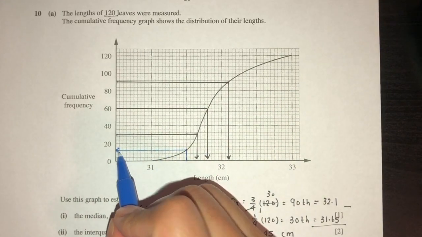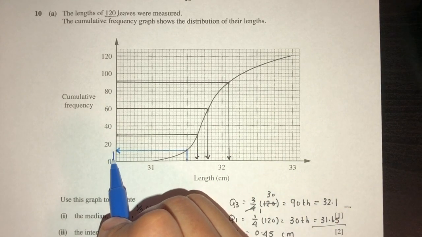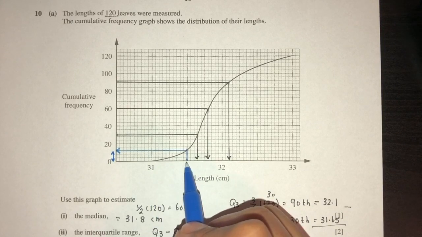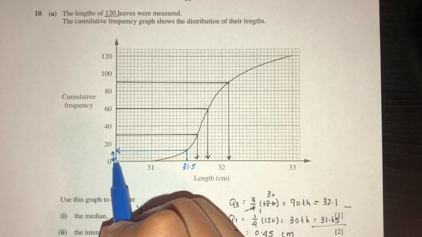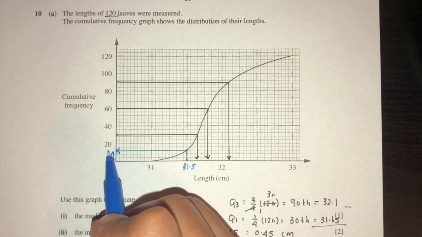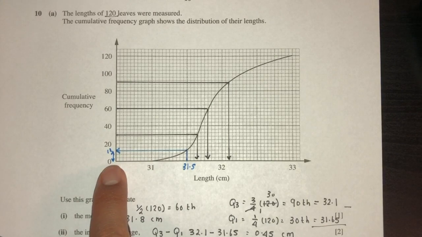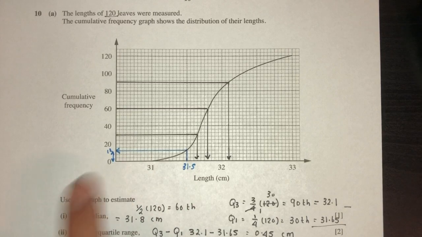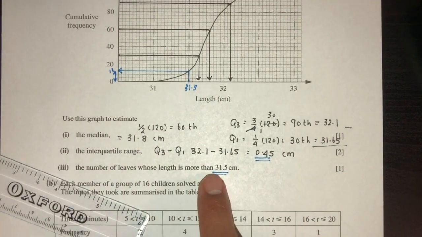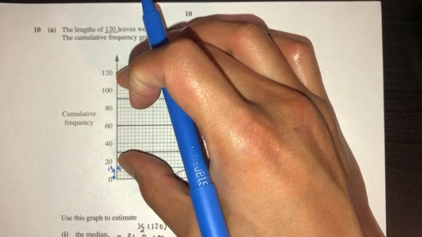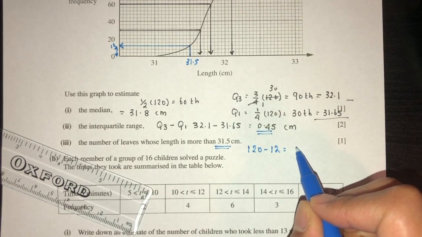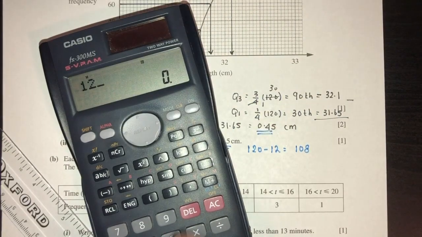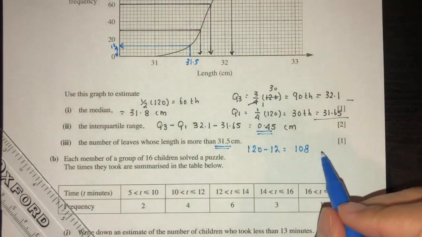So now you have to know what is the meaning. Basically the number of leaves below this length of 31.5 is equal to this one, which is, this is 20, this is 4, 8, so basically increasing by 4: 12, 16, 20. So this is 12. The number of leaves which has length 31.5 or below is 12, but our question is asking for the number of leaves which is more than this, so it has to be the length above, which is 120 minus 12. That will be 108. Let's double check. Yep, 108 leaves.